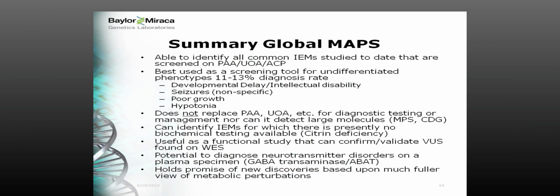So in summary, for the validation assay, we were able to identify various common inborn errors of metabolism that we have studied to date. This is a screening tool in the first 300 or so samples that we have done clinically. Most of them are coming in for phenotypes of developmental delay, intellectual disability, seizures, as well as some things like poor growth and hypotonia. In the developmental delay and seizure group, we are having an 11 to 13% diagnosis rate.